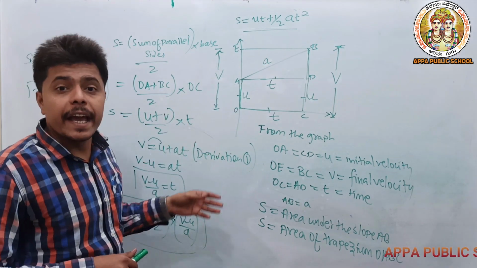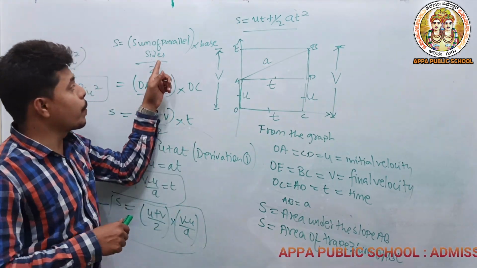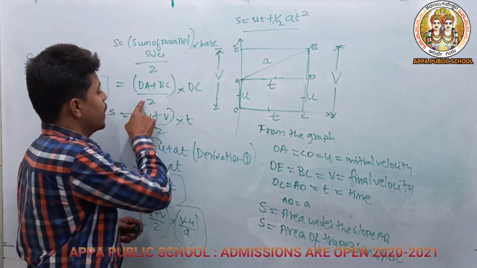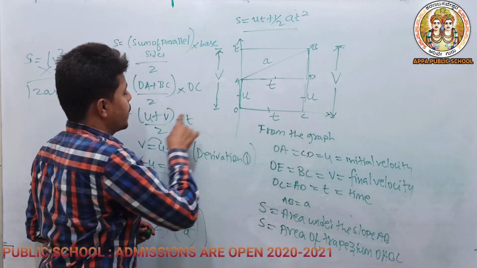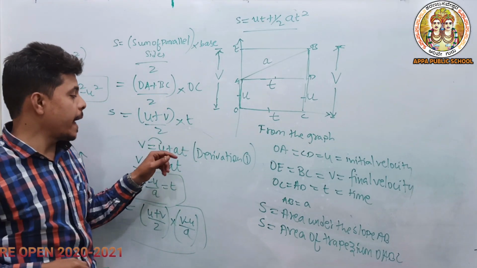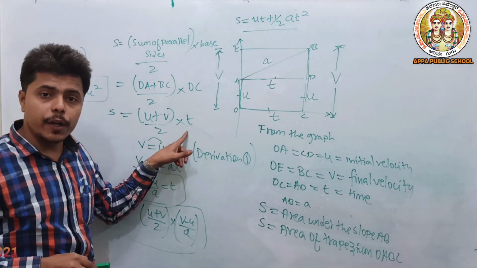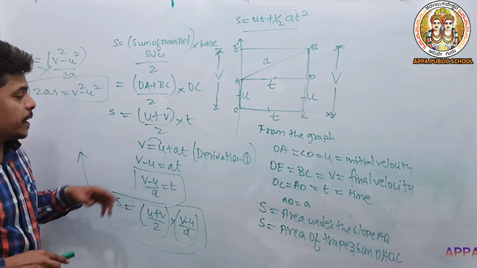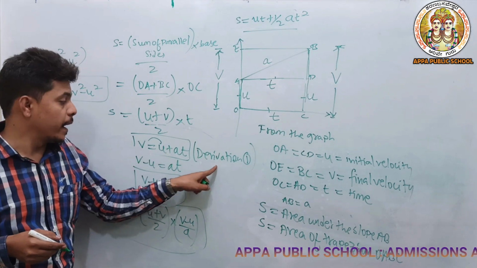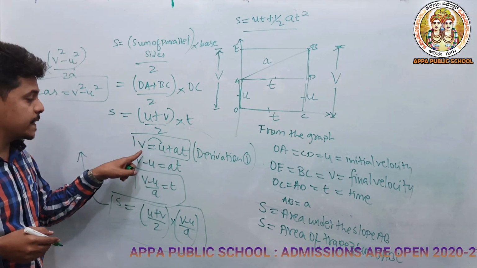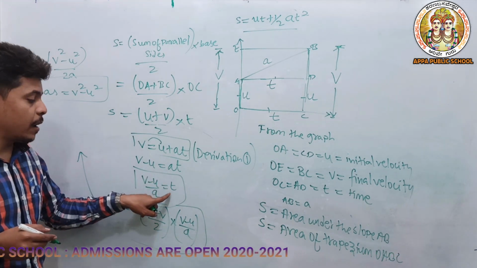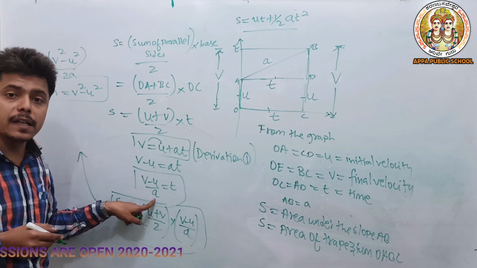So the formula we have seen, area of trapezium is nothing but sum of parallel sides by 2 into base. So for the sum of parallel sides, OA is nothing but U, BC is nothing but V, and OC is nothing but time taken. So I have substituted there, and then S is equal to U plus V by 2 into T. Here, from V is equal to U plus AT, derivation 1, when I take this U this side, it becomes V minus U is equal to AT. Then I cross multiply A, and I get the T value. T is equal to V minus U by A.